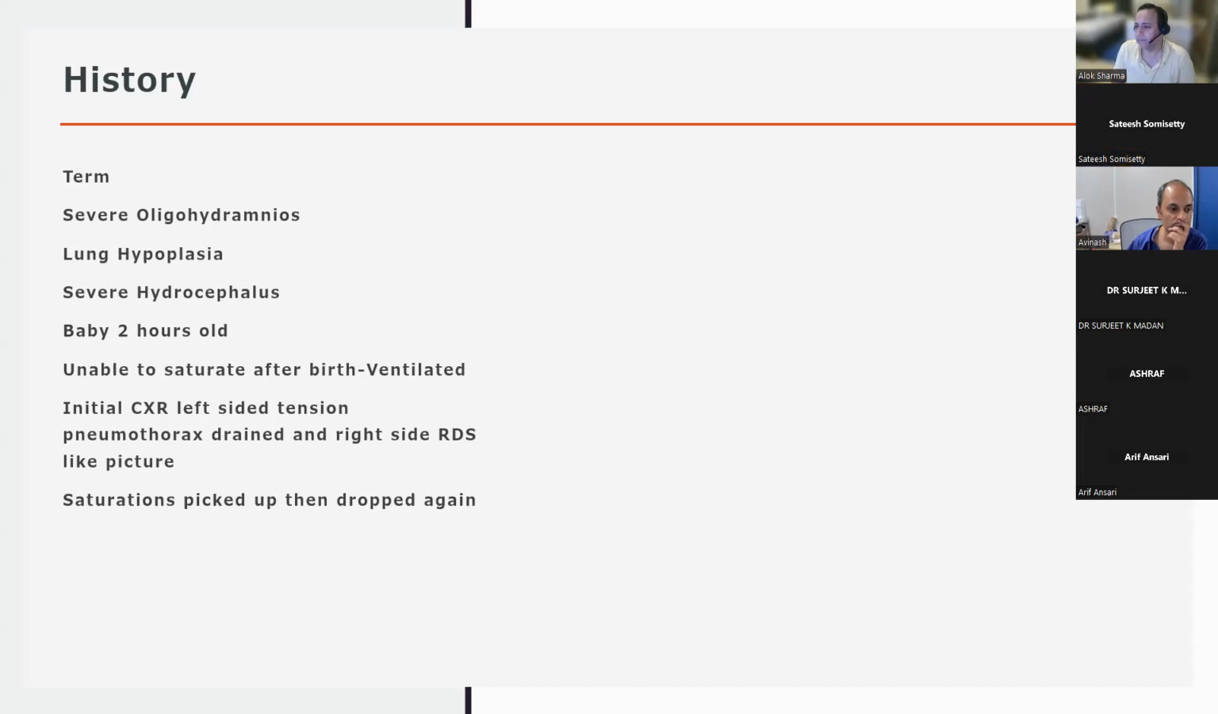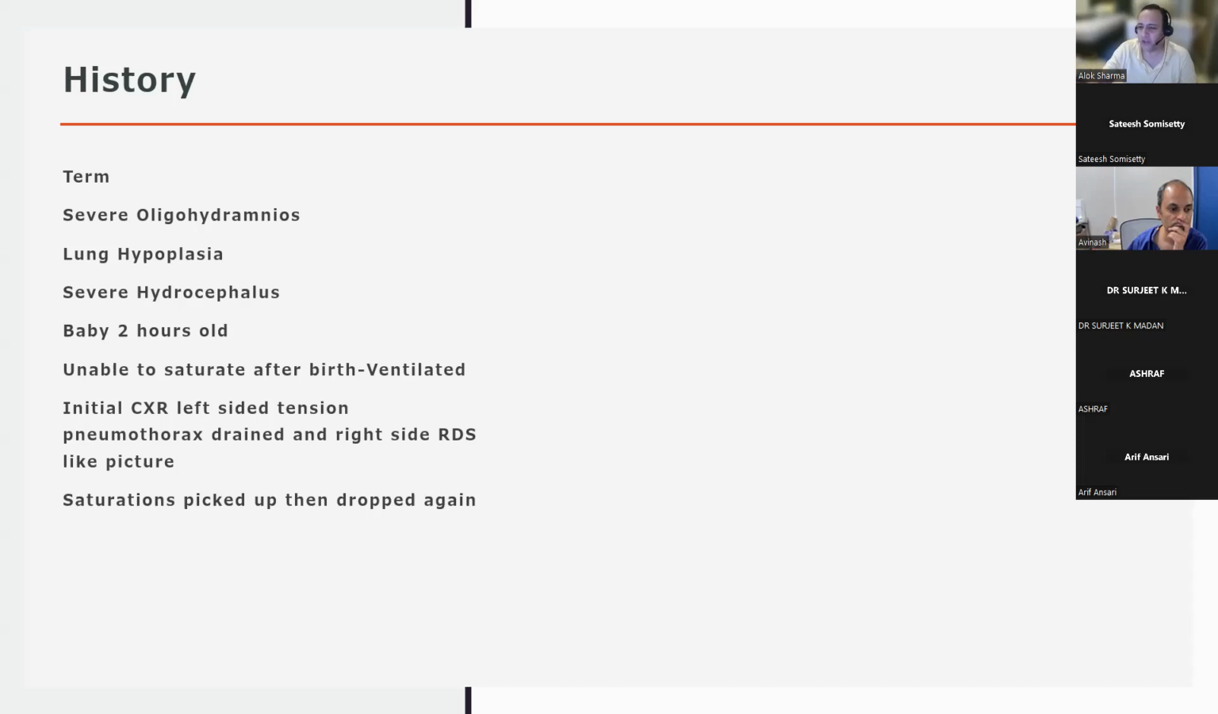Thank you. It's essentially acute hypoxia in a baby who's 2 hours old in a setting of severe lung hypoplasia and hydrocephalus, left tension pneumothorax, which is drained, and the baby is still hypoxic at around 2.5 hours of age. I think a repeat chest X-ray is awaited, if I understood correctly. And the repeat chest X-ray after placement of the drain shows that the left-sided pneumothorax is better.